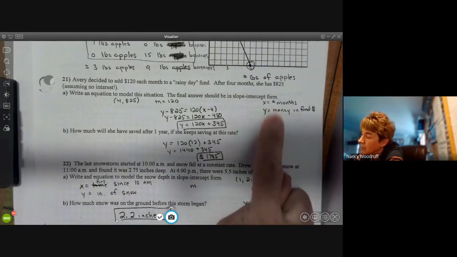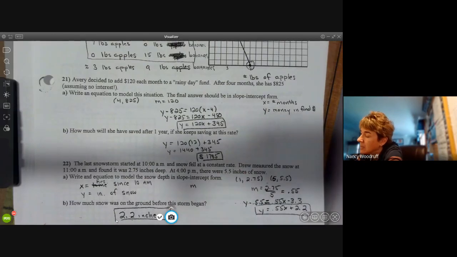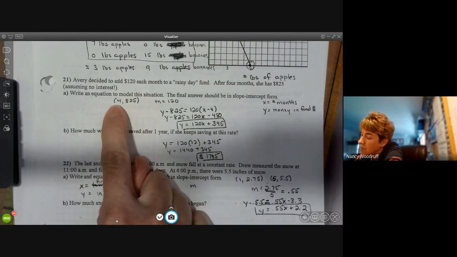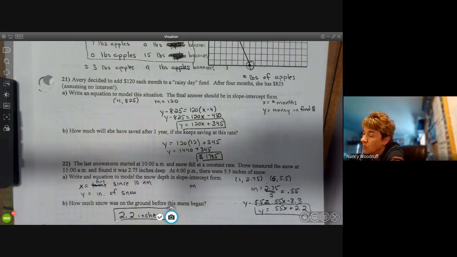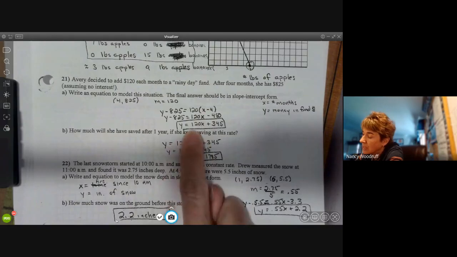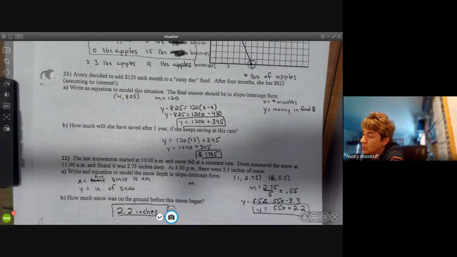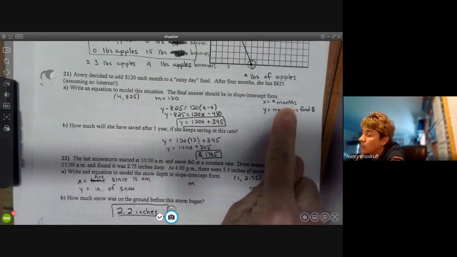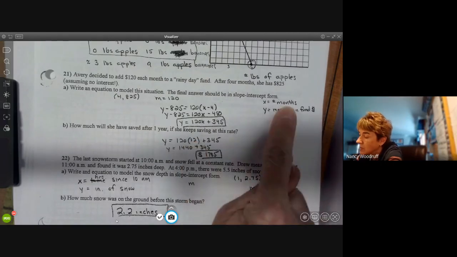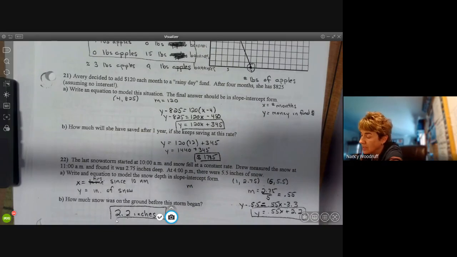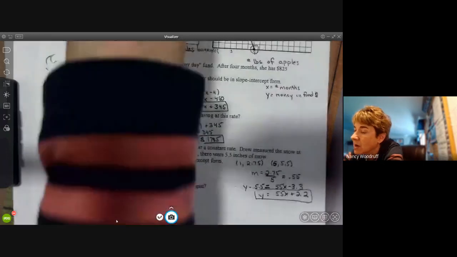I'm going to let X be the number of months and Y money in the fund in dollars. The money depends on the month. So the month would be your X and the money would be your Y. And now I go into the point slope and I get Y equals 120X plus 345. How much will she save after a year? That is why we put our units on our definition. We're not just going to slap a 1 in here because this needs months. We put in 12 and you should get $1,785.